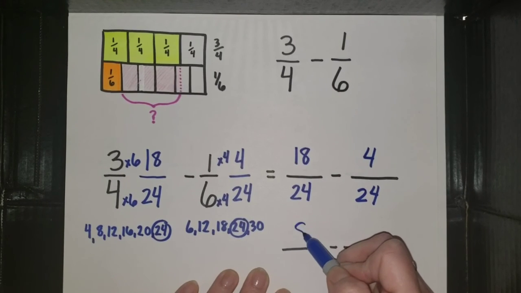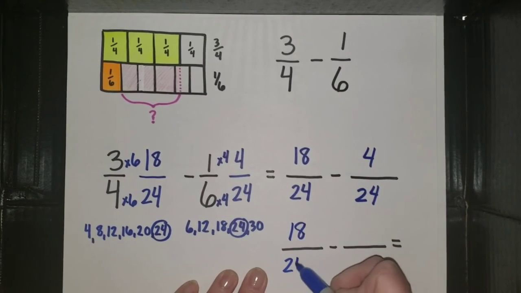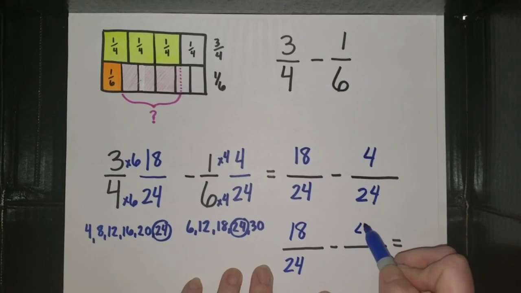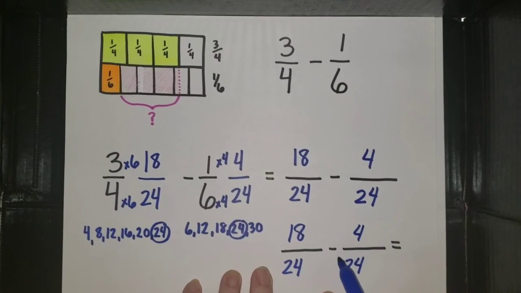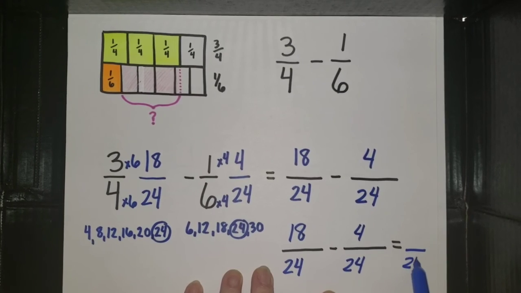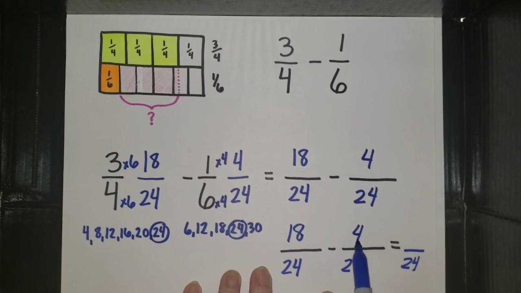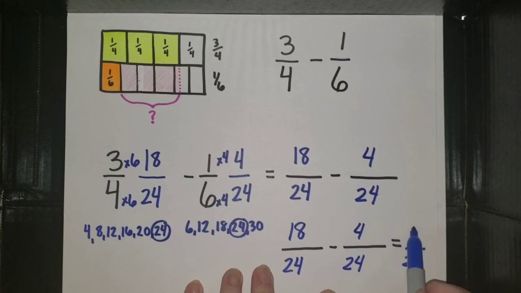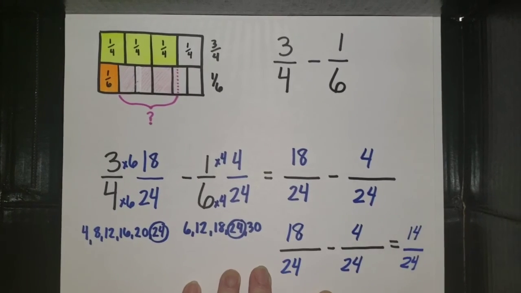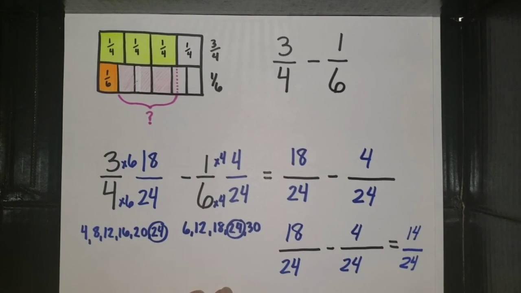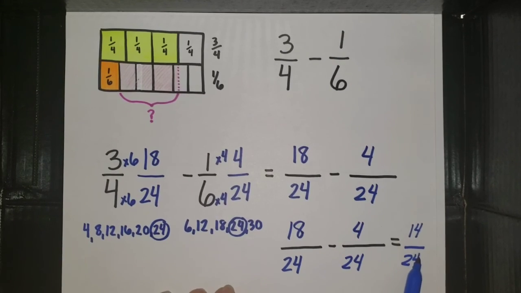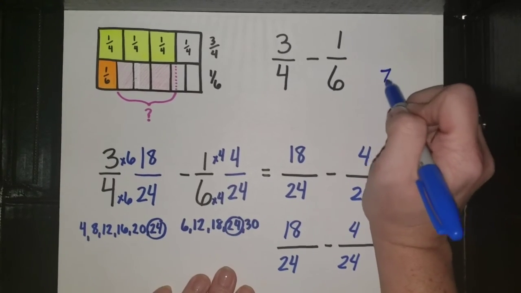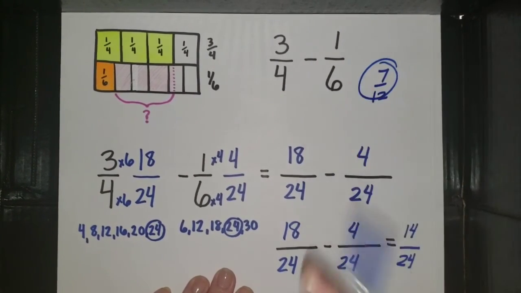And like I said, you don't need to rewrite this. But now I need to pay attention to that operation because I am now subtracting. 18 minus 4, our difference is 14. And if we were to simplify that, we would get what? Right, we would get 7/12, dividing both of them by 2.